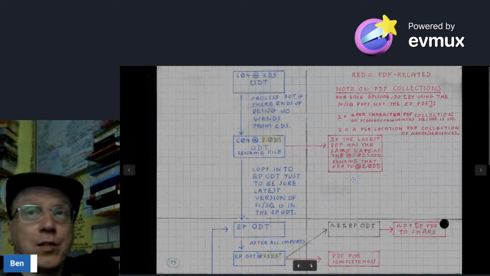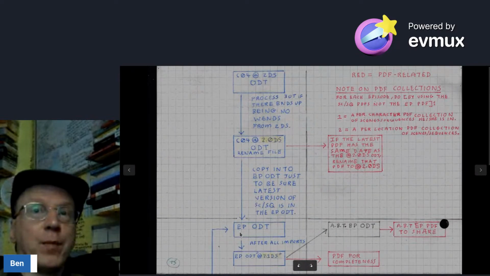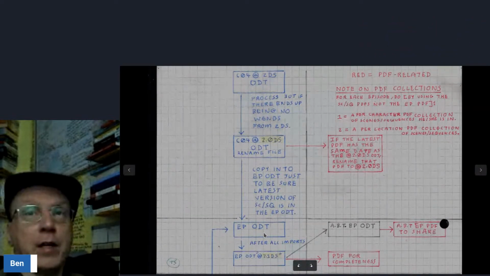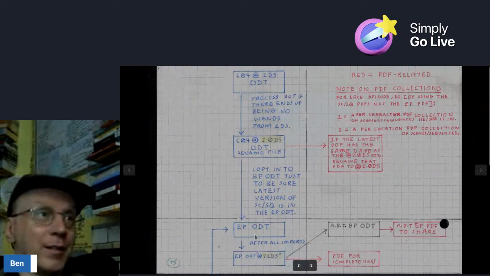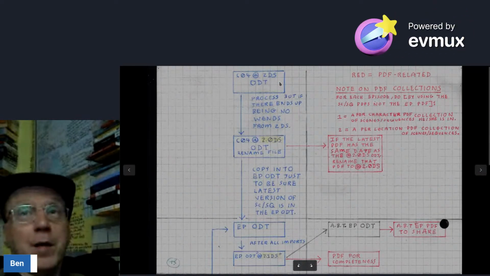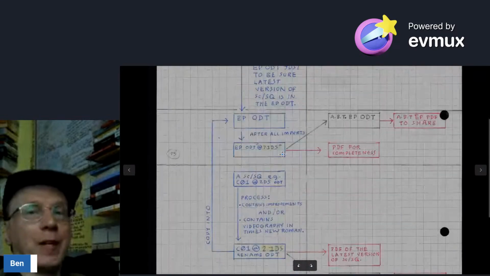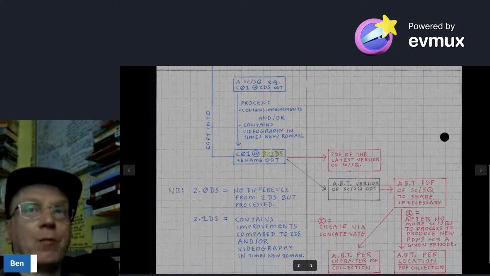So then it would be a case of, I have to copy it into the episode ODT file, open document text, anyway, just to make sure it's in there. And then you can see from here what the process is. And then when all this has been updated, change the name to ODT at 2.1 DS. 2.1, why 2.1? Well, this explains why it would be 2.1.